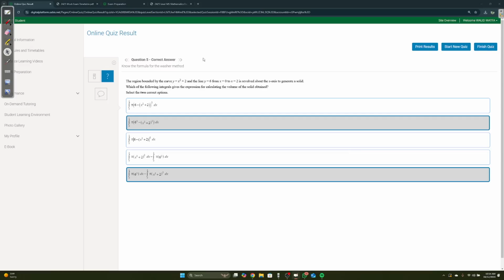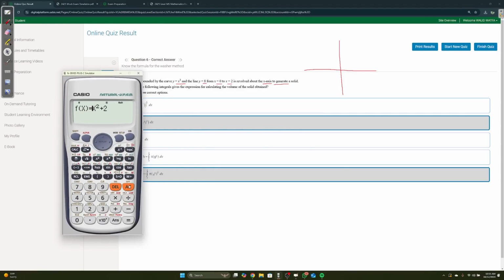Okay. Question 6. Speed it up a bit. The region bounded. So these are all just formulas. y is equal to x cubed and the line y equals 8, from x equals 0 to x equals 2, generate a solid about the x-axis. Again, we're going from x equals 0 to x equals 2. It would be better to graph it, but it should look something like this. I think y equals 8 should be the big R, but let's just make sure.